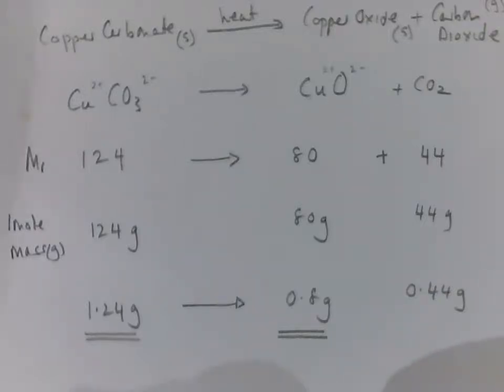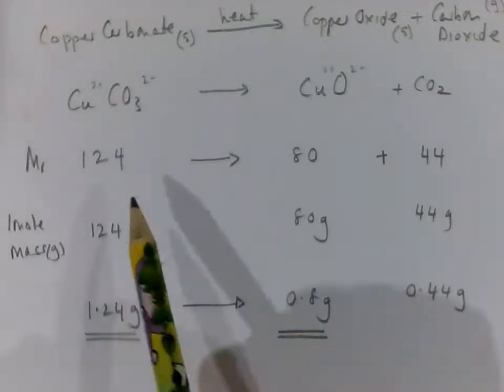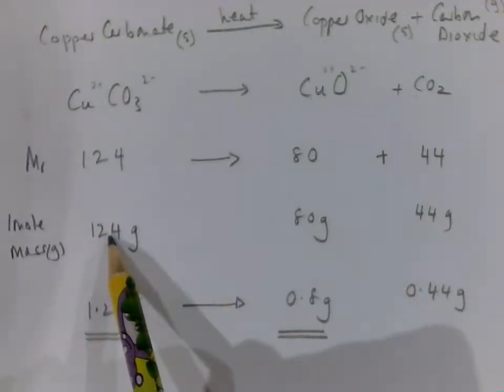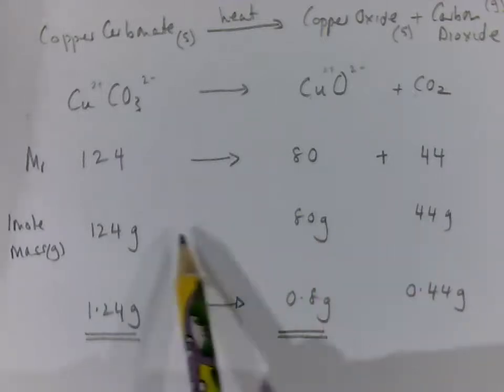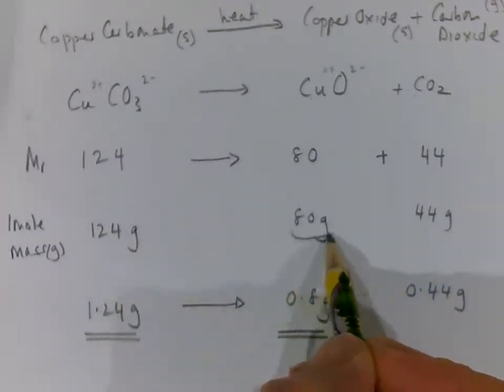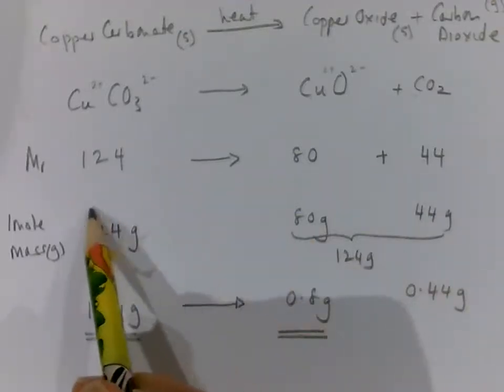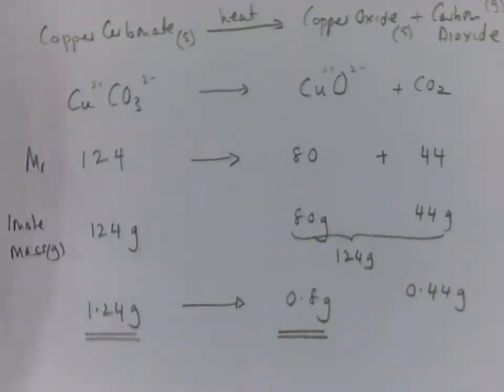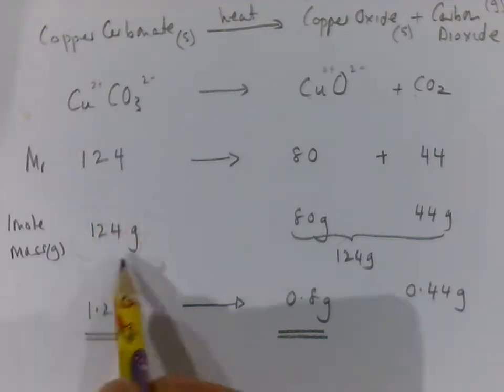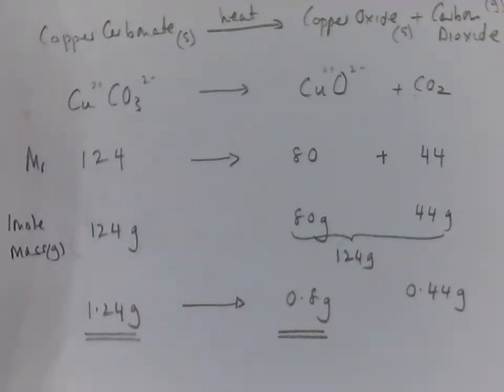And that will always be the case, as long as you did the experiment properly, because the ratio of copper carbonate to copper oxide to carbon dioxide will always be this, because these two numbers add up to 124 grams. You have to have the same amount of products, as the same mass of reactants form the same mass of products.